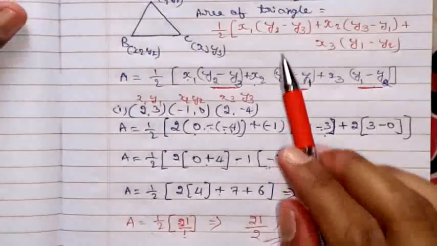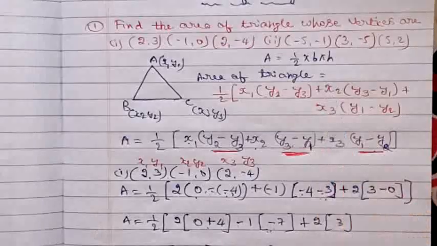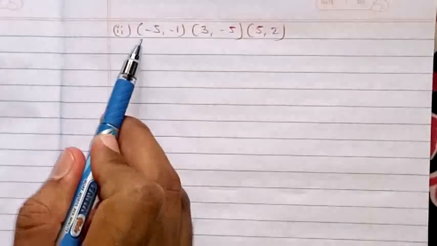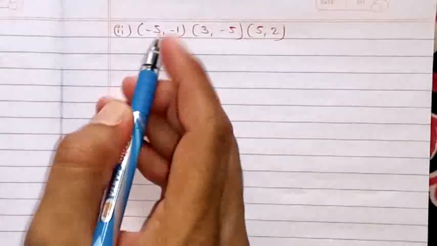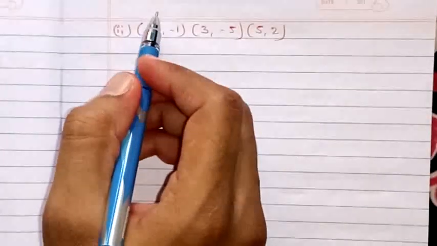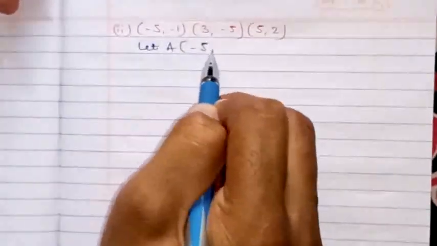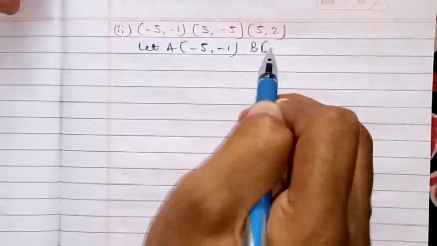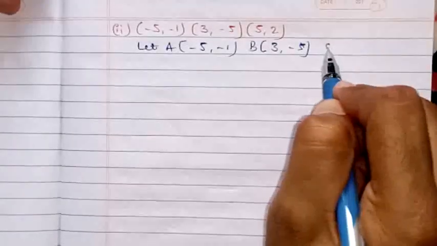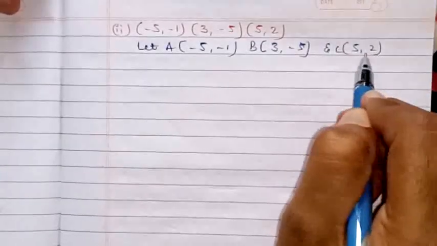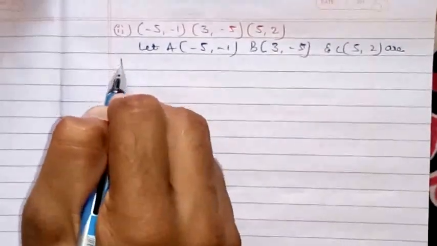Now we will solve the other problem they have given, right? Here the second set of coordinates they have given. Now this is the second problem. So therefore, let me write: let A of (-5, -1), B of (3, -5), and C of (5, 2) be the vertices, right?